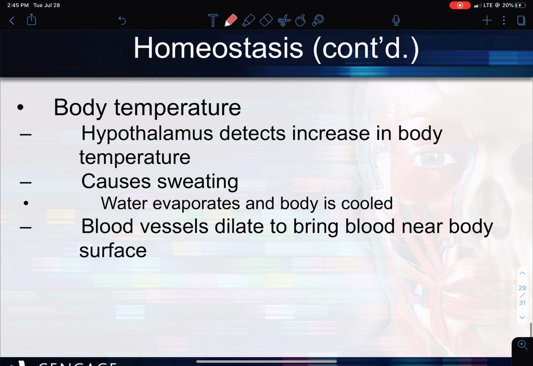Okay, body temperature. So the example of stepping outside and sweating or coming inside and being super cold. How do you adjust to that? How does homeostasis kick in order for you to adjust to those scenarios? So if you step outside, it's really hot. What do you do? You start sweating.